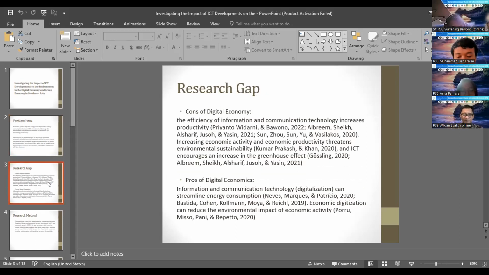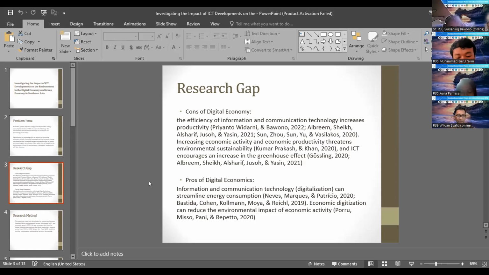Okay, next is the gap in this research. The first, cost of digital economy. The efficiency of information and communication technology increases productivity, according to Priyanto et al., Albrecht et al., and Sun et al. Increasing economic activity and economic productivity threatens environmental sustainability, according to Kumar et al. And ICT encourages an increase in the greenhouse effect, according to Gosling et al. and Albrecht et al.